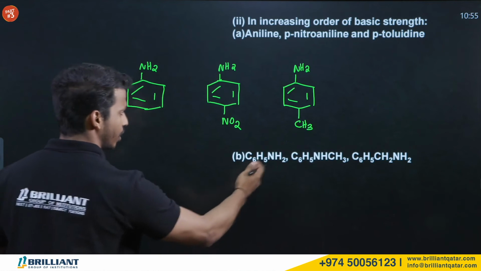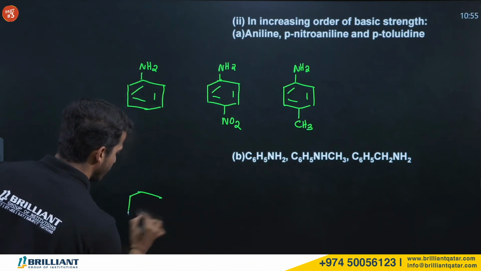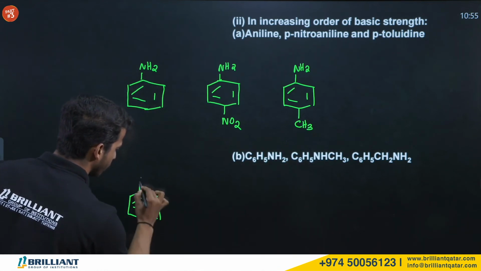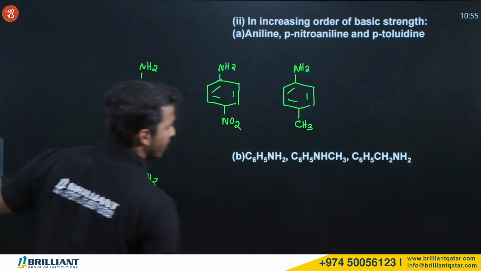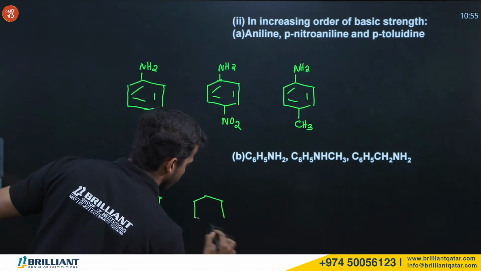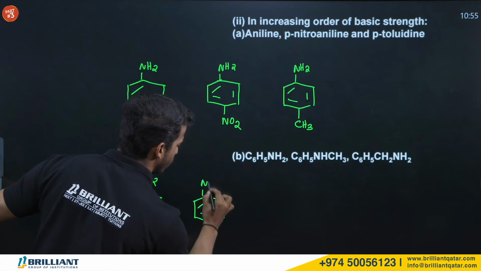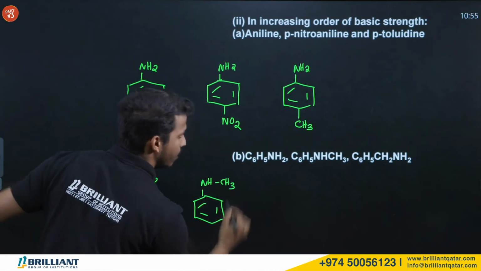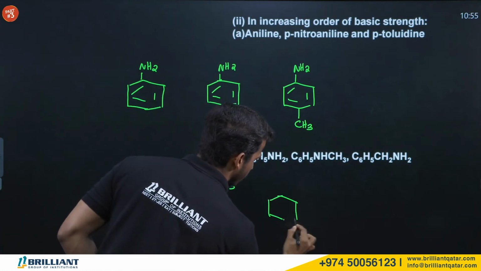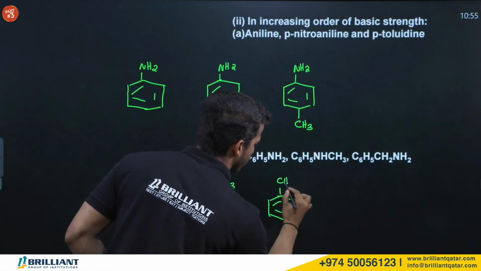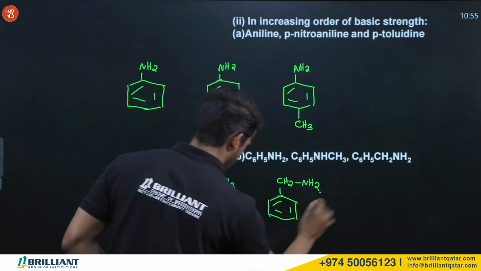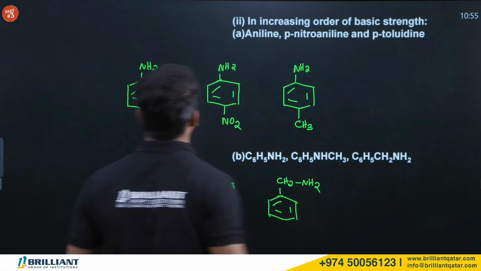Okay, let me just draw the shape of the remaining compounds also. C6H5NH2, again aniline. Maximum practice on this basic character. Okay, most of the cases were already discussed. CH3. Then C6H5CH2NH2. Okay. Dear all, go to the question.